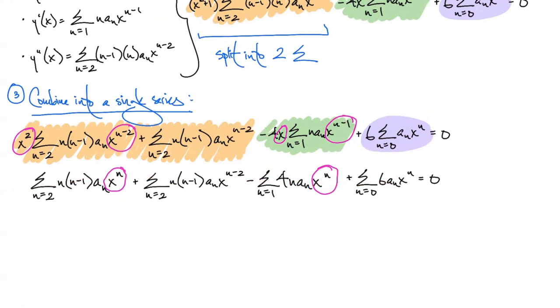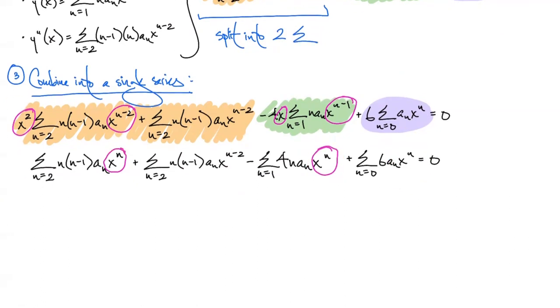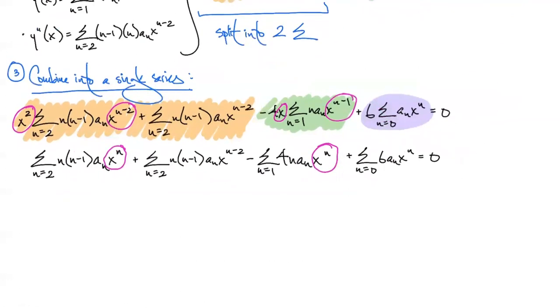But we want to be really thoughtful about this because this has an x to the n, this has an x to the n, this has an x to the n. So really the big problem is like this x to the n minus 2, okay? So let's go ahead and shift that index of that middle one, all right?